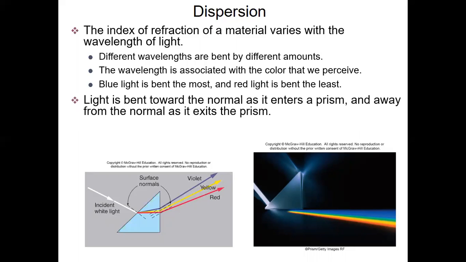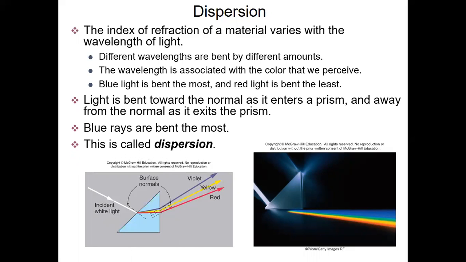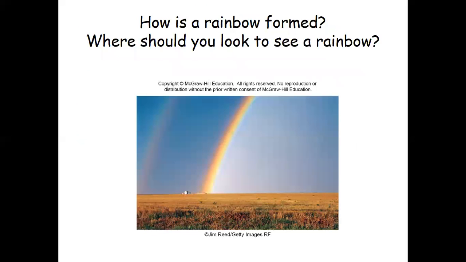Light is bent toward the normal as it enters a prism and away from the normal as it exits the prism, because it's going into a less dense material when it's emerging back into the air. As you see here, the blue rays are bent the most. This is called dispersion. It's a part of refraction, but different colors bend differently in the same material, right? That's called dispersion. So we see rainbows formed in the sky.